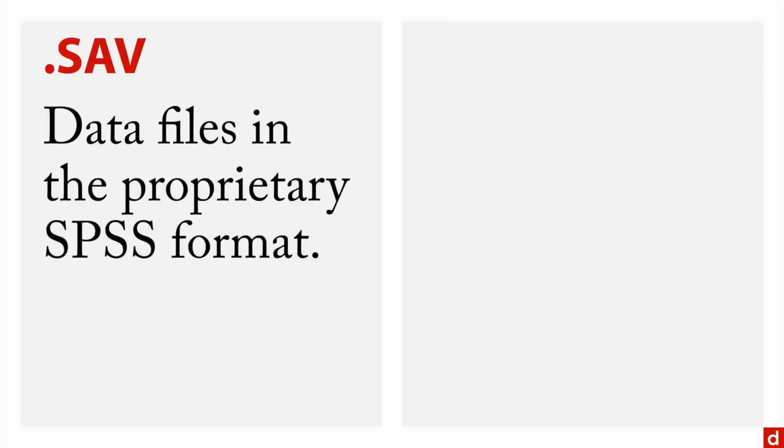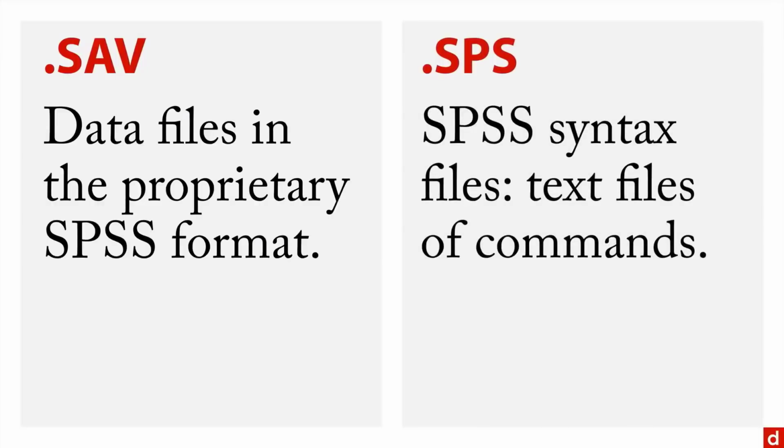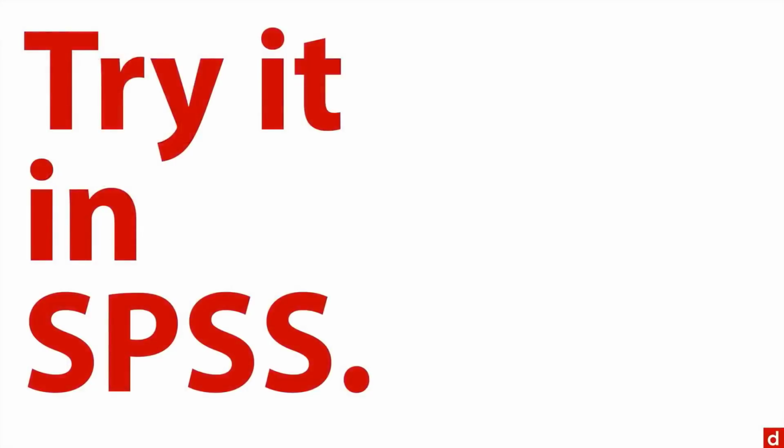Now there are a few kinds in particular that are important. There are the .sav files. These are data files in the proprietary SPSS format. They can usually only be opened in SPSS. And there are also .sps files, which are SPSS syntax files. They're text files with the commands that can run a number of analyses and graphs and other functions in SPSS. Now, we can try it in SPSS by having you open up a file called demo.sav on your computer. But let me show you how it works.